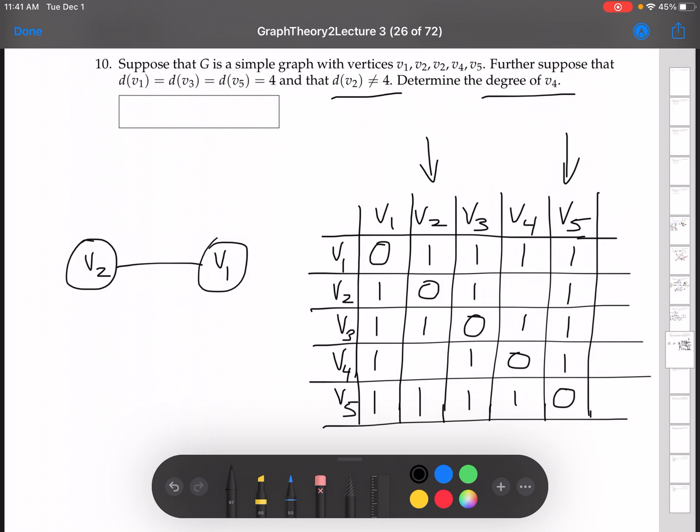The degree of V2 is the sum along this column. It's already 3, so this has to be a 0. If 4, 2 is a 0, that means that 2, 4 has to be a 0. And now the degree of V4 is this sum, 1 plus 0 plus 1 plus 0 plus 1. That's 3. So the answer is 3.